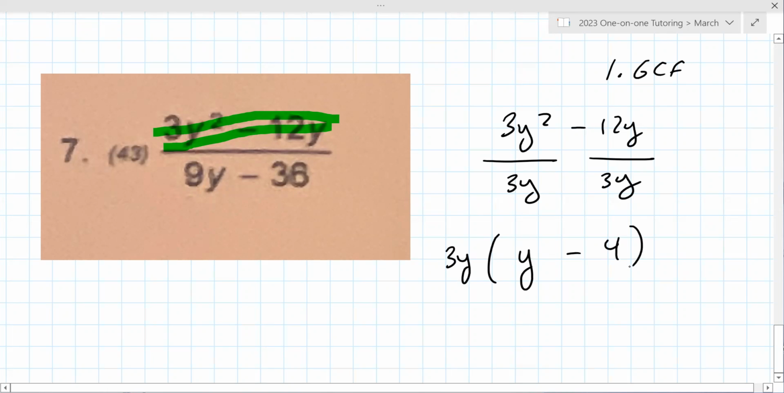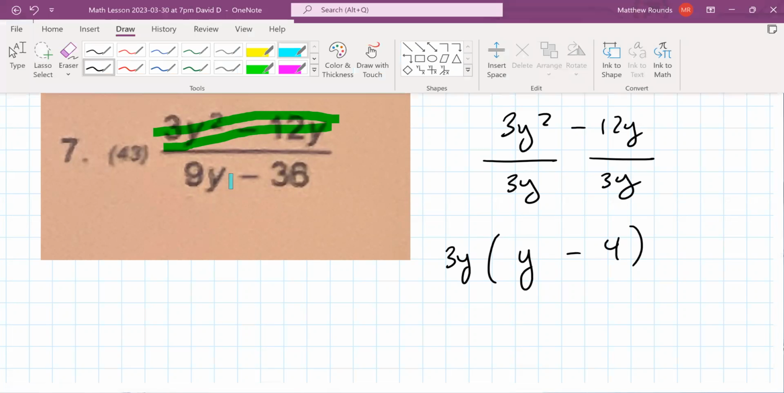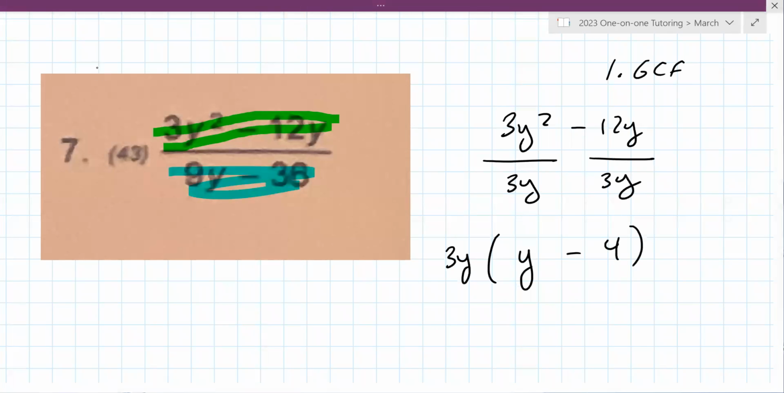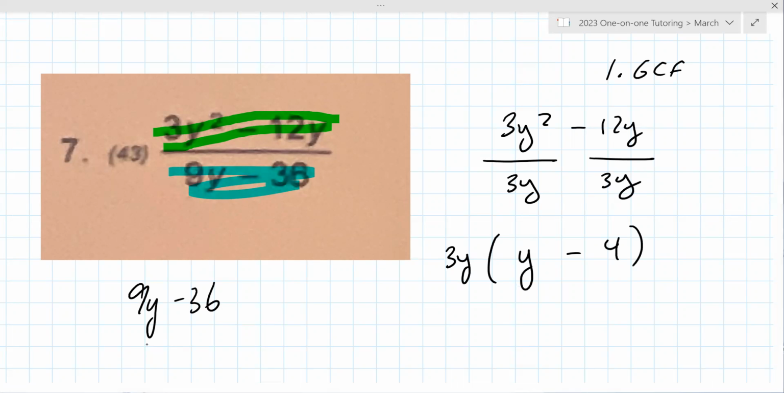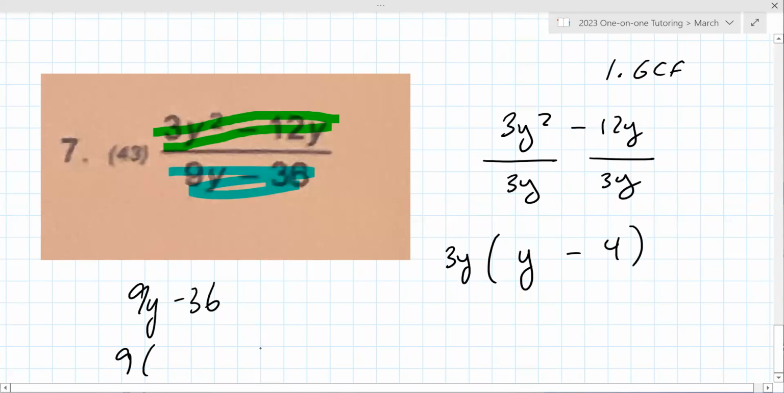That's right. Now we're going to do the same thing on the bottom here. We're going to just look at it. 9y minus 36. What is the greatest common factor? 9. So what goes in parentheses? y and -4. Good.